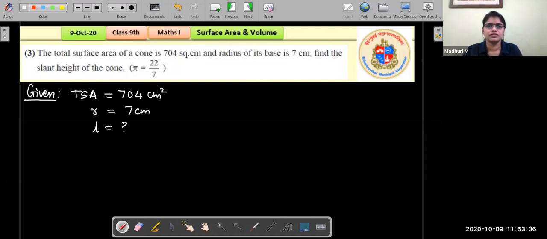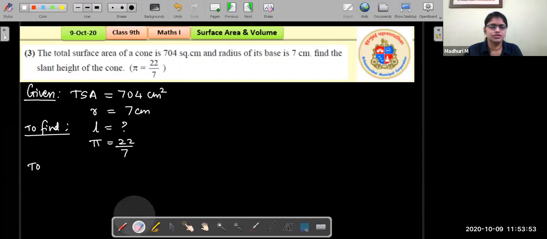We are given the total surface area, the radius, and of course we are given the value of pi, that is 22/7. This question will be asked for 3 marks. Right? What are we asked to find? To find L. And then the solution, how do we begin? We begin with whatever is given. So we are given the total surface area. We start with total surface area. So TSA is equal to 704.